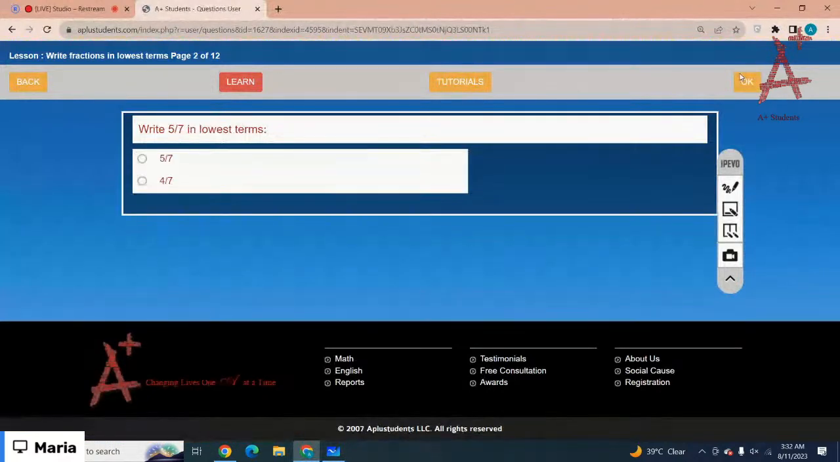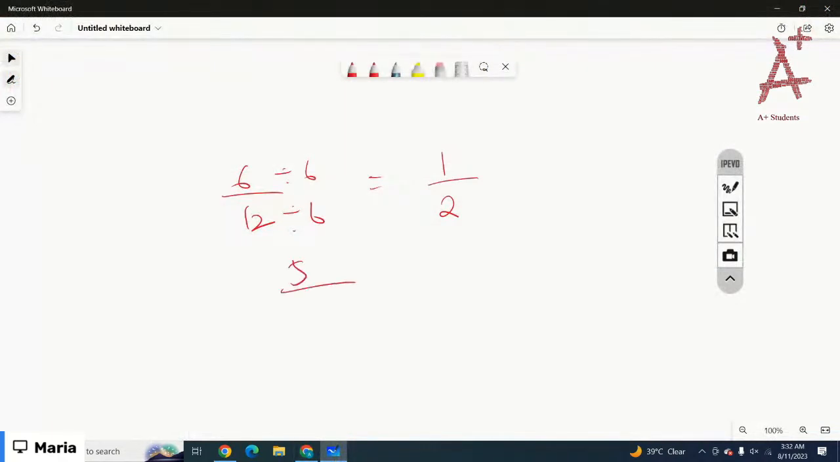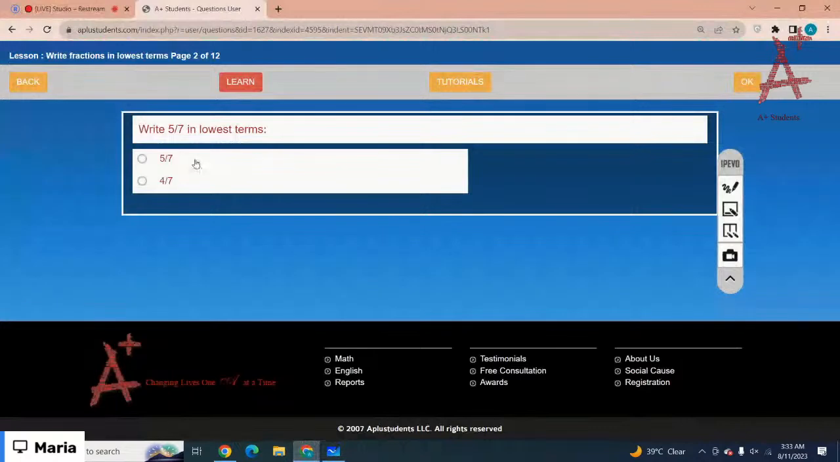Okay, the next one is write 5 by 7 in the lowest term. Okay, so here you have 5 over 7. Just think of the largest number that can divide both numerator and denominator. You don't have any number that can divide both 5 and 7 other than 1, right? So that means this is already in the simplest form. So the correct option is 5 over 7.